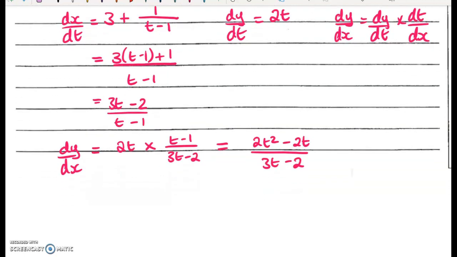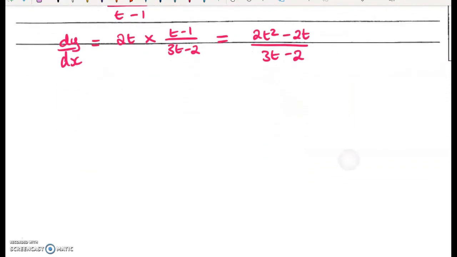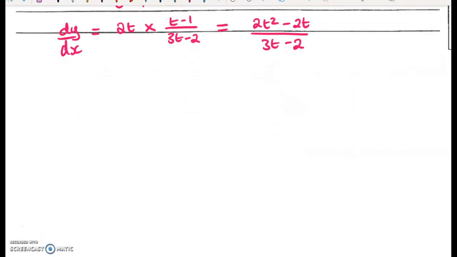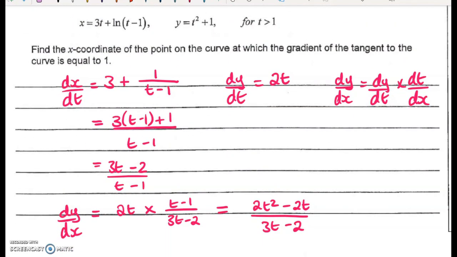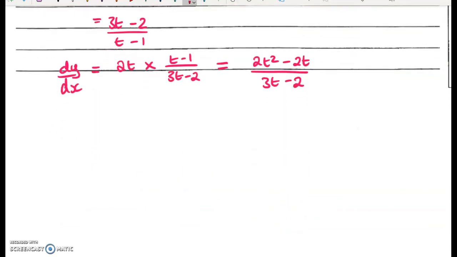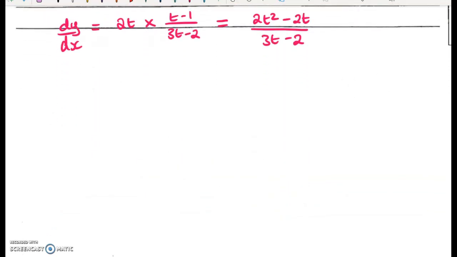Now I'm just going to copy that down to the next bit of the page so we've got a bit of room to work. So with this part here, let's just go back to the question, we wanted to work out the gradient of the tangent when the curve is equal to 1. So we need to set that gradient equal to 1 and then work out what we've got from there. So if we work that through, this is what we end up getting.